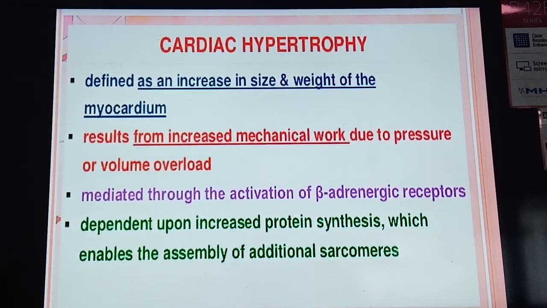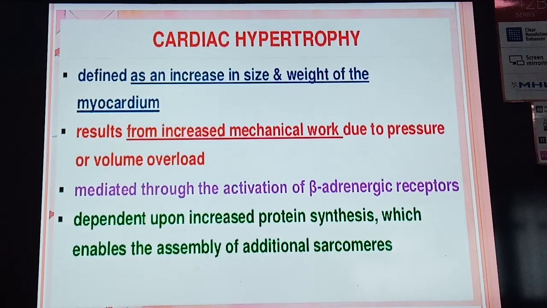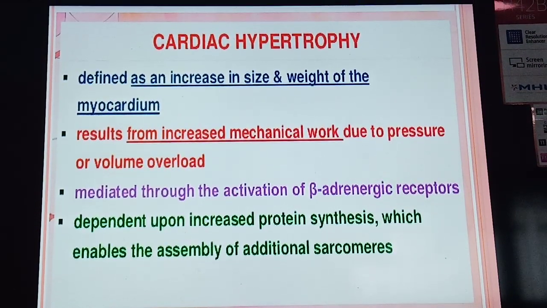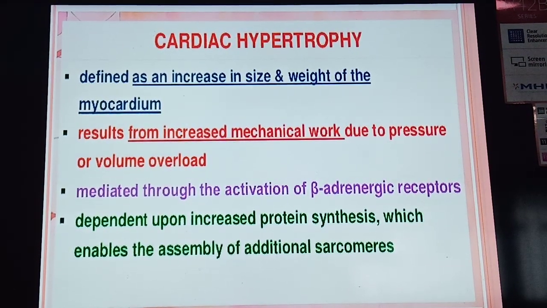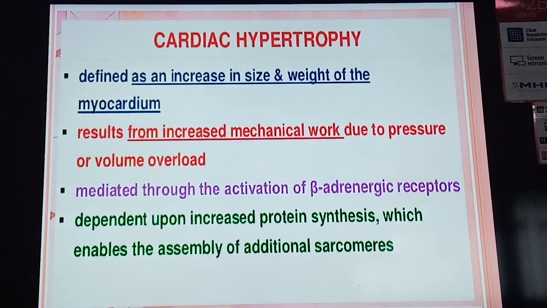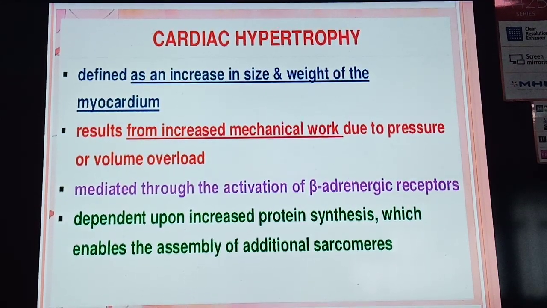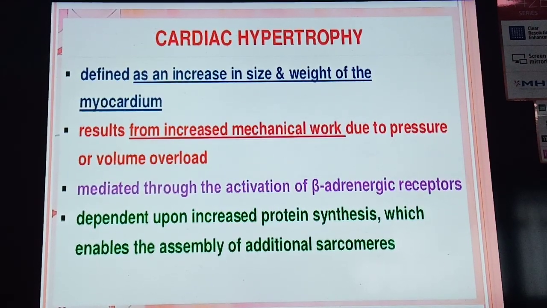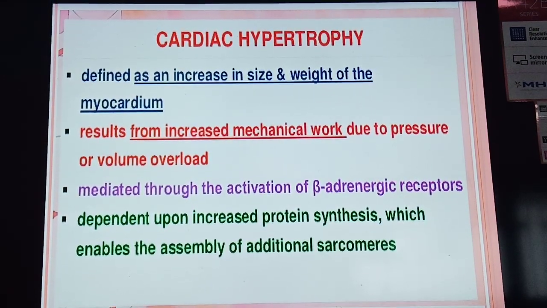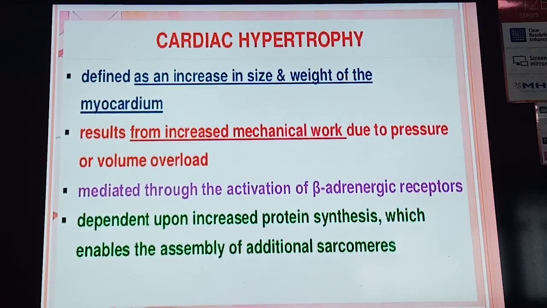This cardiac hypertrophy is mediated through the activation of beta adrenergic receptors that are present on the cardiac myocytes. Cardiac hypertrophy is also dependent upon increased protein synthesis, which enables the assembly of additional sarcomeres.